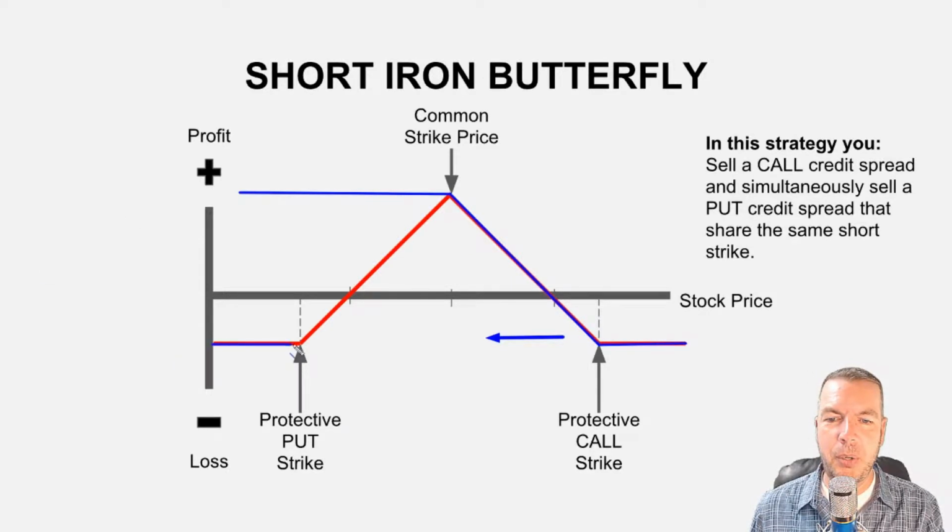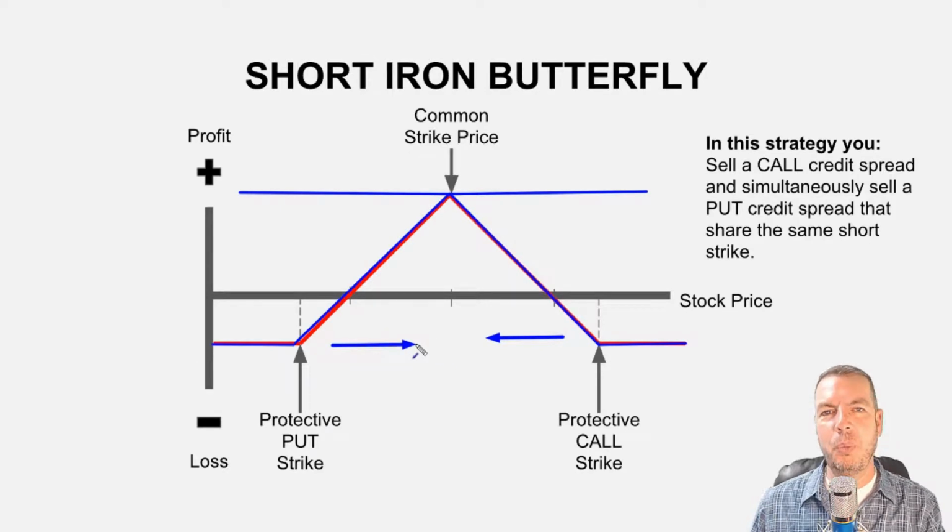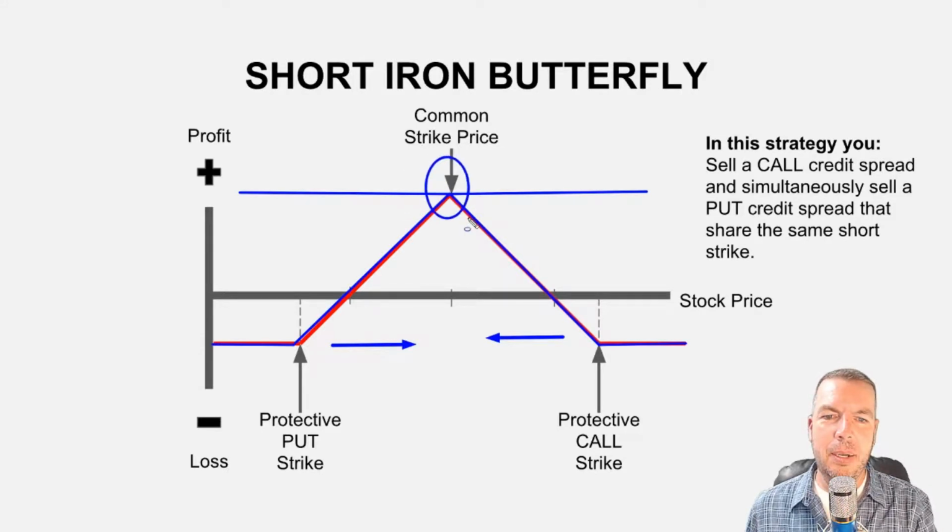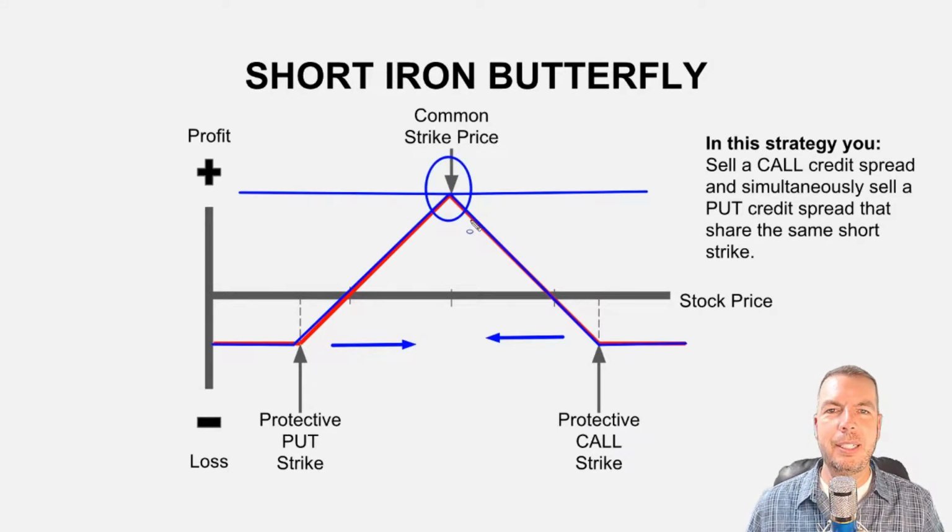Now, when you're selling a put credit spread, the opposite is true. You want the stock to go higher. So basically, here's the put credit spread. We're just adding that in, and we want that stock to move higher. And so when we sell two of them together at that same common strike price, we're collecting more premium because we're selling those sold strike prices at the money. So we collect more premium than selling an iron condor.